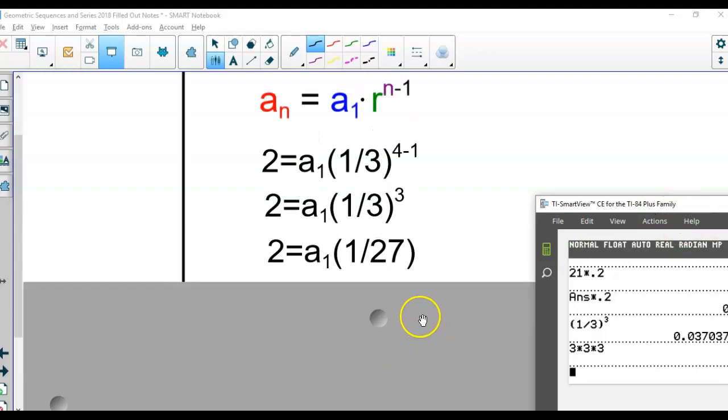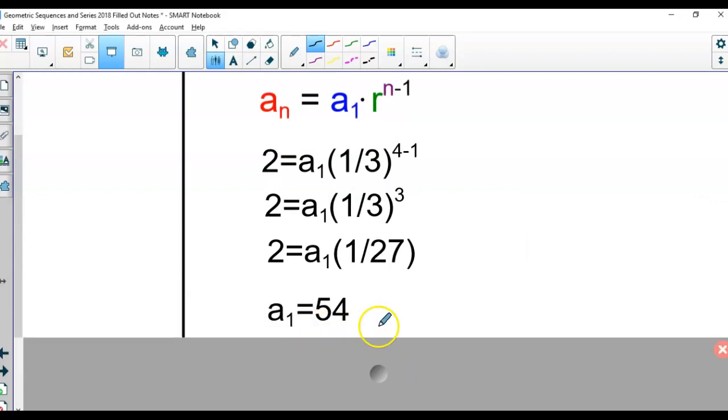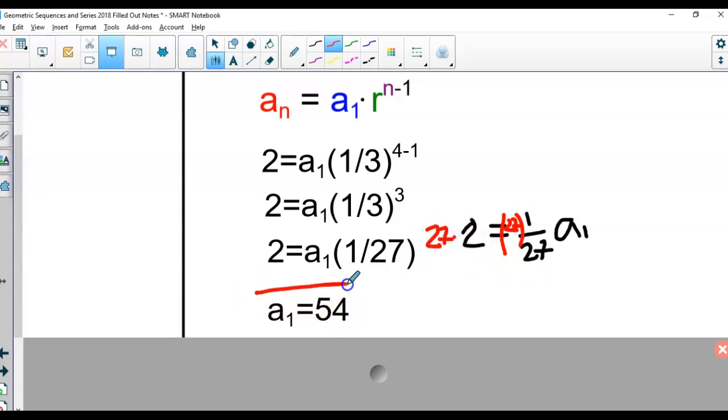Now finally, I need to figure out what a sub 1 is. And a sub 1 is 54. If you're wondering how she got that, let me show you over here. 2 is equal to 1 over 27 times a sub 1. To get a sub 1 by itself, I need to multiply by the reciprocal, so that's 27 over 1. So 2 times 27 is 54, my final answer.